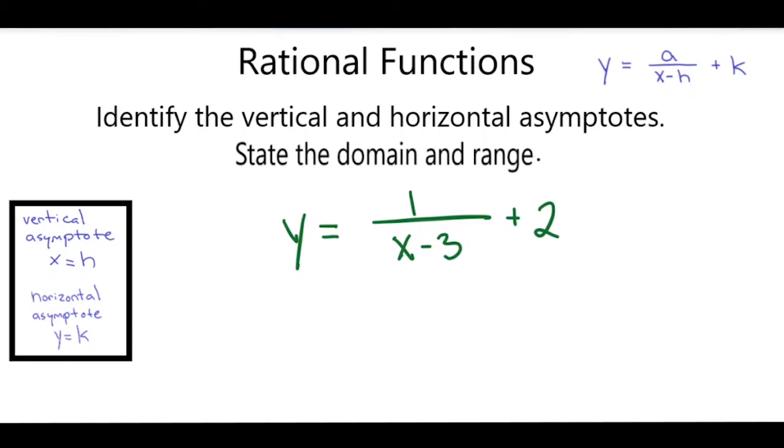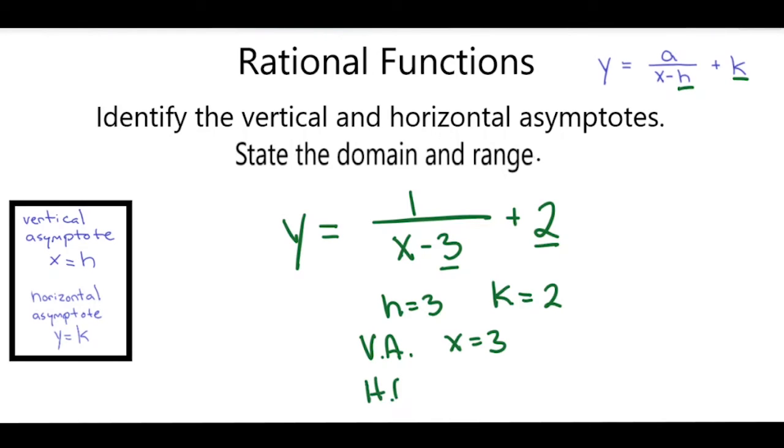So here we have y equals 1 over x minus 3 plus 2. So I'm looking for h and k. Well, right away I see that I have an h and a k. So h equals 3 and k equals 2. So that means that my vertical asymptote is x equals 3. And my horizontal asymptote is y equals 2.